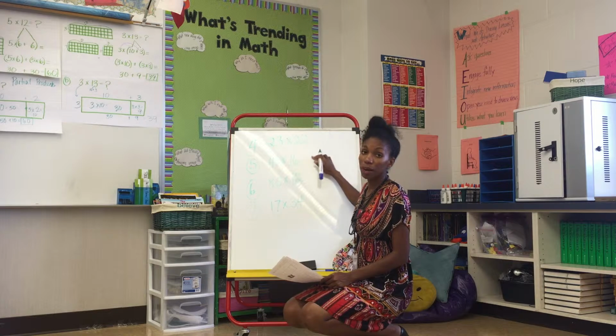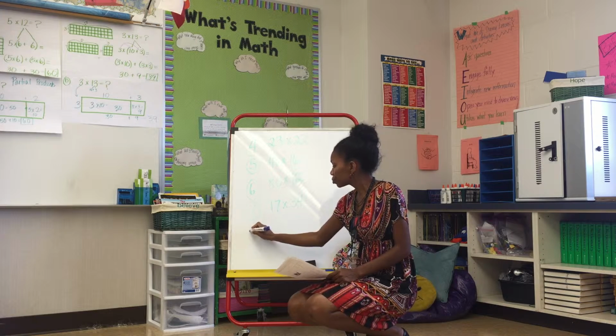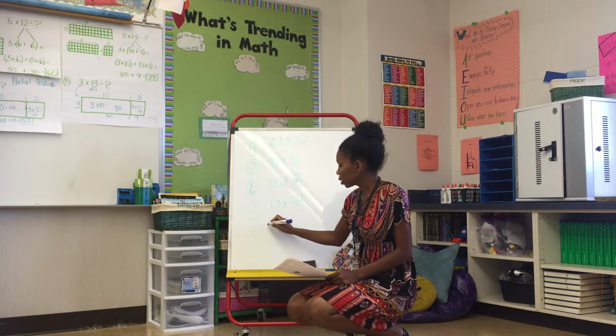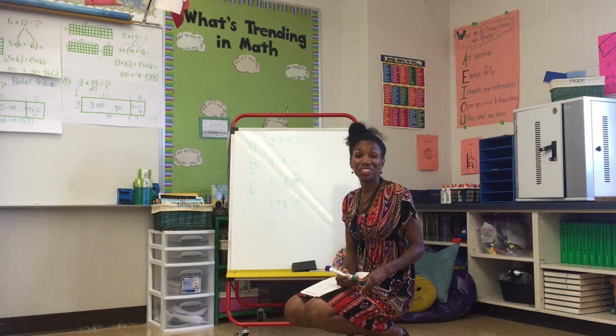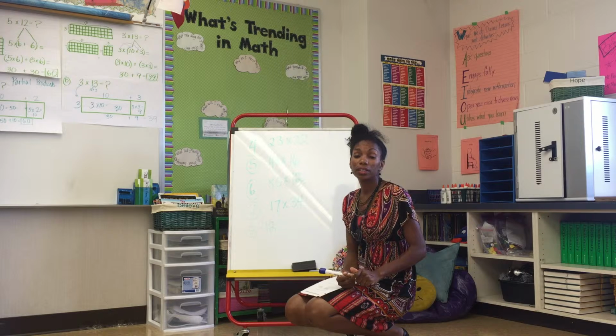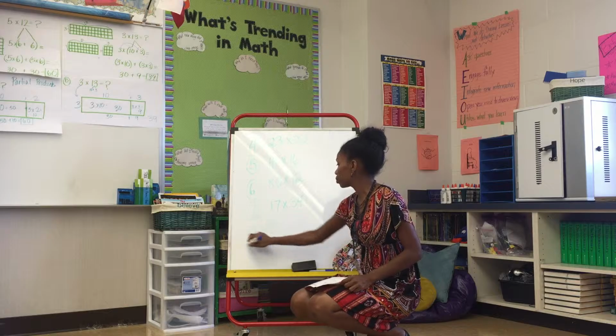To check for the reasonableness of my answer, I would find an estimation. That's about 20 times 11 would be rounded to 10. So I would get around 200. And my actual product is not too far from that. So my actual product would be 253.